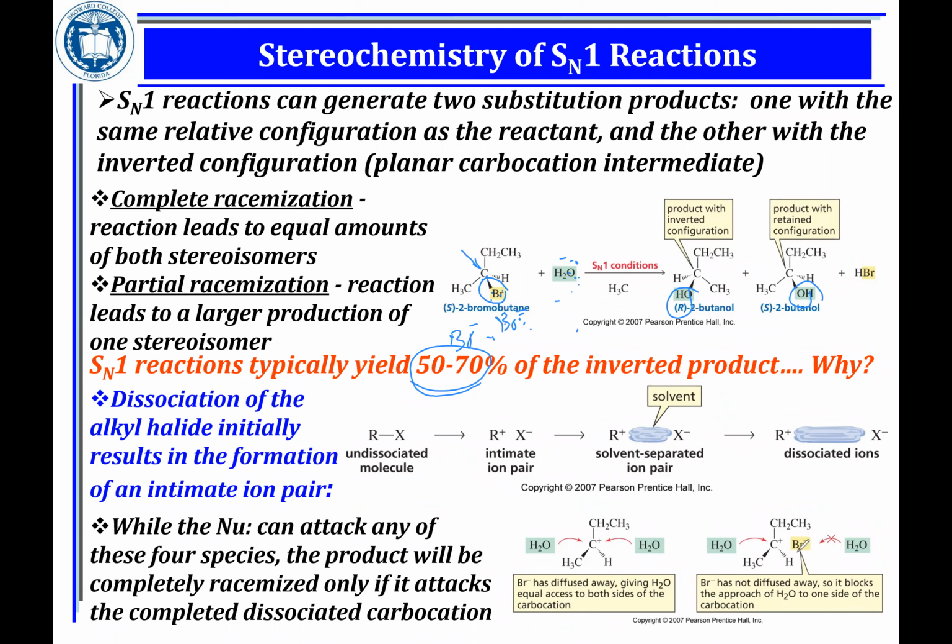So if the Br is not diffused away, H2O has to wait until the Br diffuses away completely before it can come in. But it's not going to stay there because it's separated. The leaving group has gone, it is separated, but it is still in the neighborhood. It just needs to diffuse, it just has to move a little further away from the carbon.